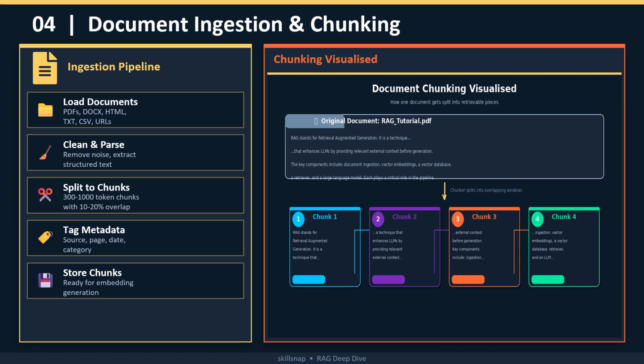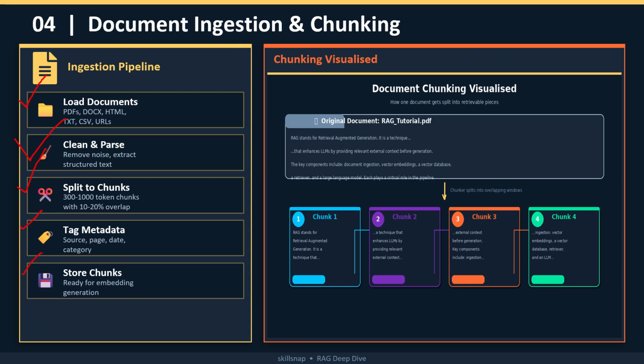So the core components of RAG. Firstly, we should talk about the document ingestion and chunking process. As I talked about earlier in the ingestion pipeline, firstly, we need to load the documents, clean them, split them into chunks, and then tag the metadata and then store the chunks.